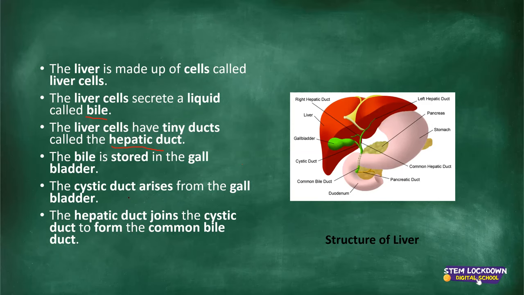The cystic duct arises from the gallbladder. Here is the cystic duct, guys, this green part here. So you can see it, that green part there, that is the cystic duct, which arises from the gallbladder, and the hepatic duct joins the cystic duct to form the common bile duct that we dealt with. Okay. So there is the cystic duct that is joining your hepatic duct. And this is where your bile, which is secreted in the liver, is transported to be stored in the gallbladder. Right, are we all following?